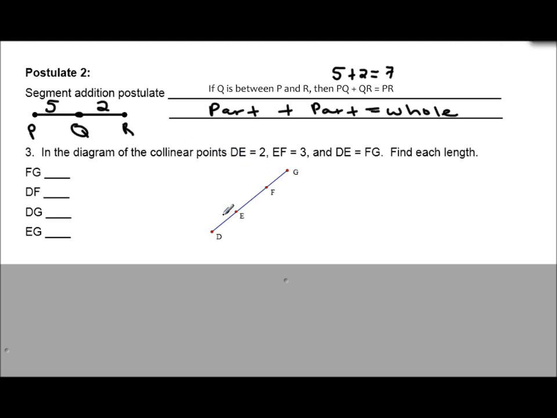DE is 2. We always label our picture. EF is 3. DE equals FG. So if DE equals FG, then FG is also 2. So FG we just said was 2. DF is from here all the way to here. So segment addition postulate would be DE plus EF makes up the whole thing, DF. 5.